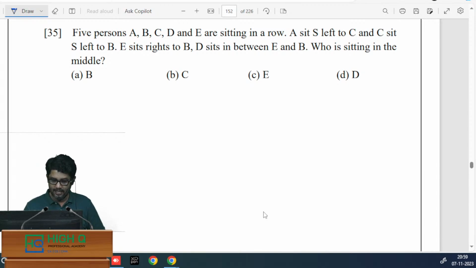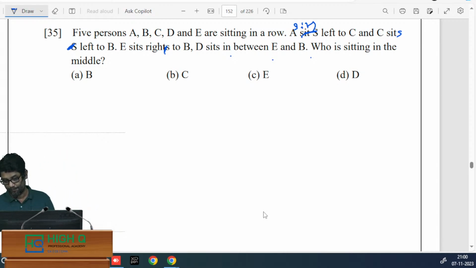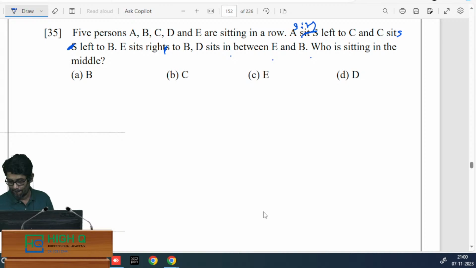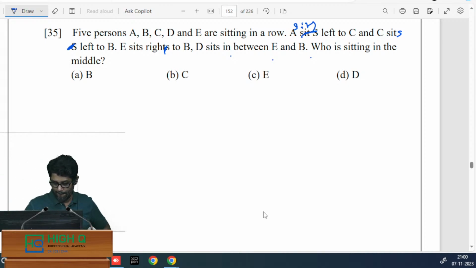Now five persons A, B, C, D and E are sitting in a row. A sits left to C. And C sits left to B. E sits right to B. D sits in between E and B. Who is sitting in the middle? Can you please give me the answer? Can you give me the arrangement, my dear?